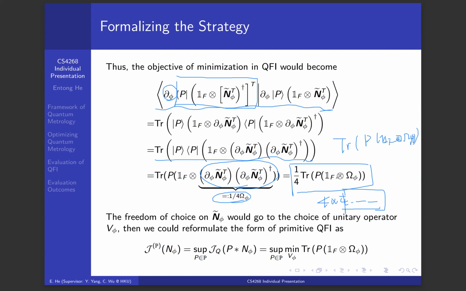So in the paper, the freedom of choice goes to the unitary operator V sub phi. So they reformulate the primitive QFI as J_Q of P link product N sub phi, as the supremum of the minimum of the trace of P and 1/4 identity operator 1 tensor omega sub phi.